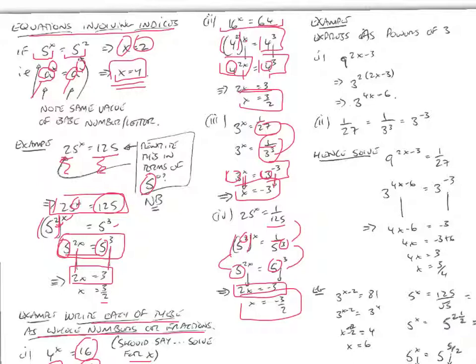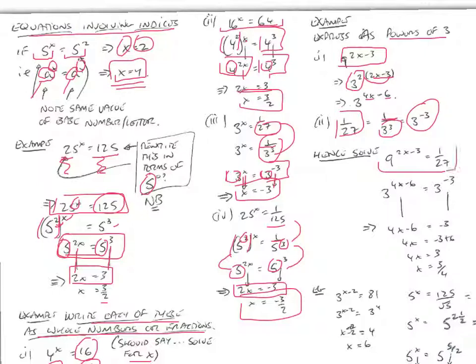Now, what about this one? Express as powers of 3: 9 to the power of 2x minus 3. Okay, let's do that. That's the same as 3 squared to the power of 2x minus 3, which is the same as 3 to the power of 2 by 2x, which is 4x, and 2 by minus 3, which is minus 6. Now, express 1 over 27 in terms of powers of 3. That's the same as 1 over 3 cubed, which is 3 to the minus 3.